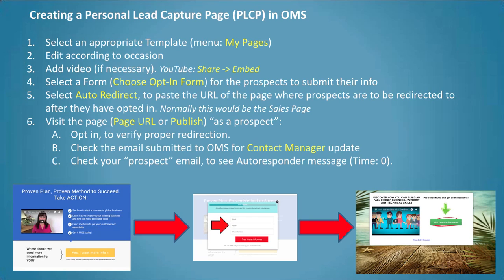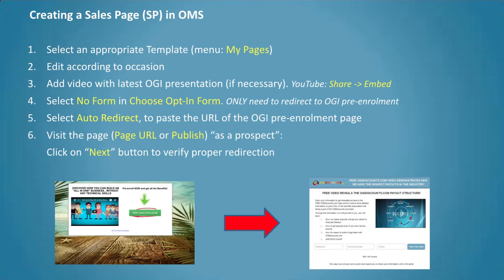We check the email we submitted to OMS to make sure that we receive a notification that someone has opted in and our contact manager was updated accordingly. And we can also check our prospect email, the email we used in the form, to see if we received an email from the autoresponder, provided one was set up for time 0.